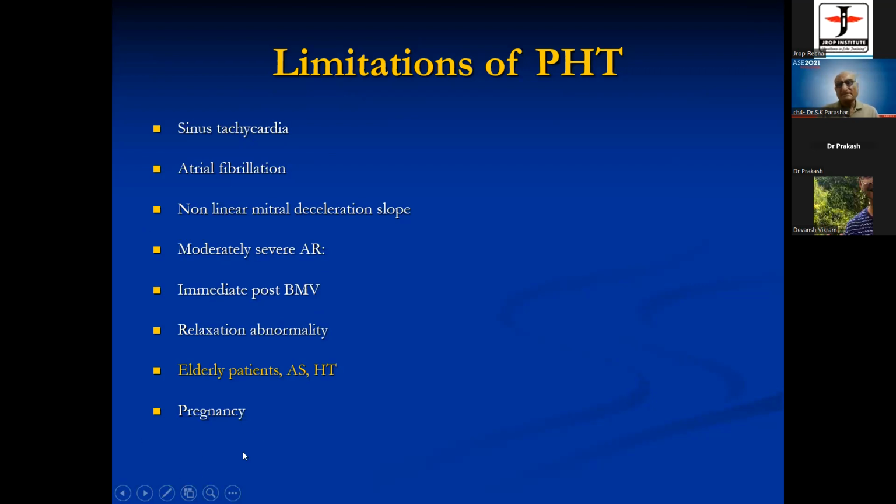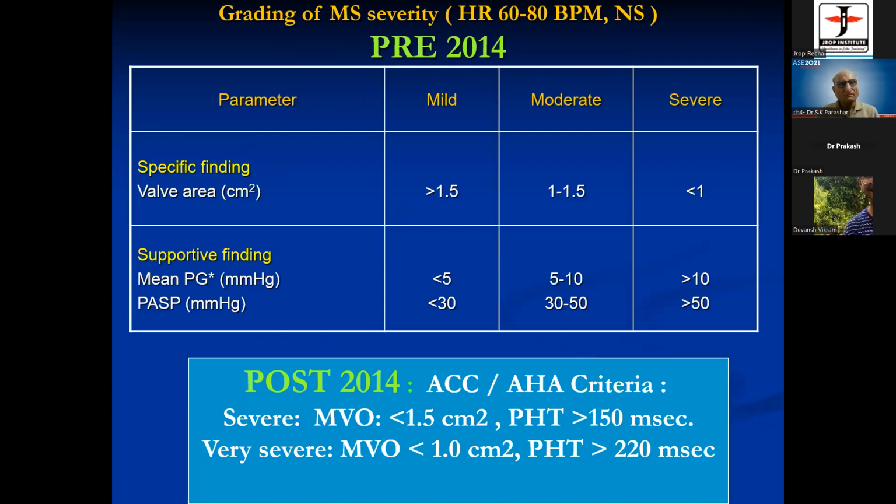For example, pregnancy, there is a high output state. When there is a high output state, the peak gradient, as I told you, depends upon the blood going through an orifice, so there becomes an artificially increased gradient. So now, what are the criteria for severity?